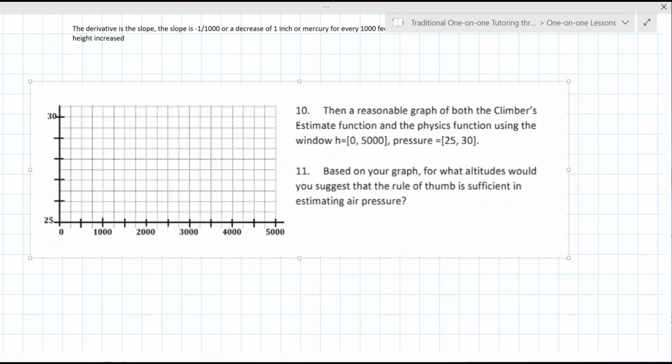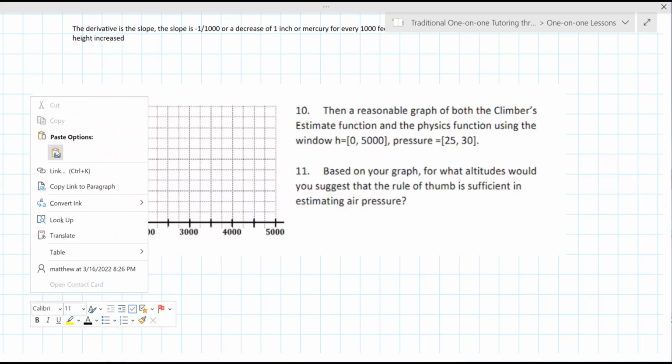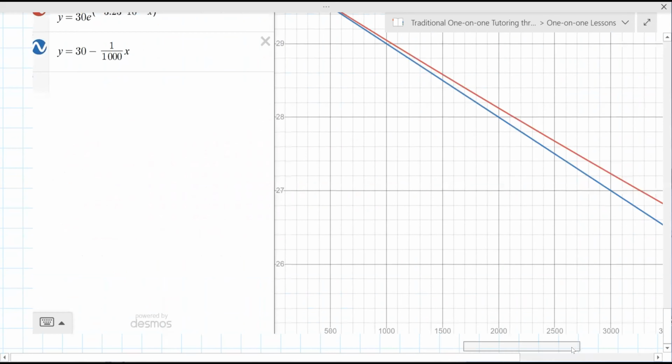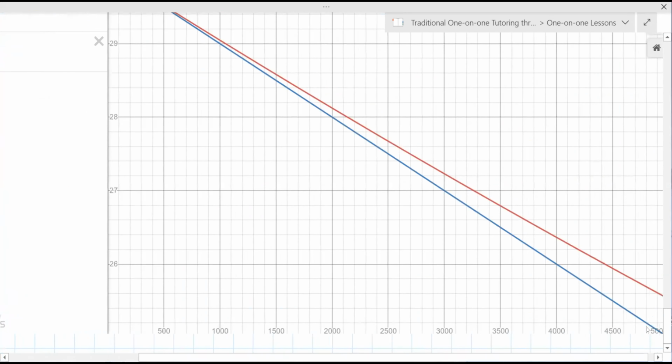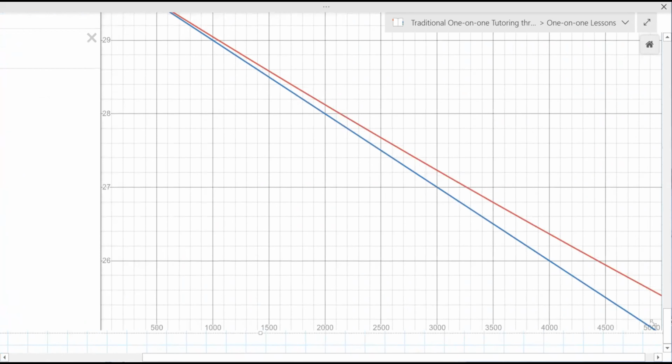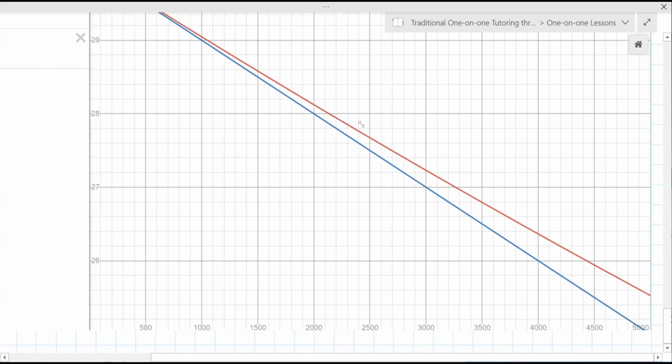So let me snip that into our window here. So x is 0 to 5000, and y is 25 to 30. All right, so I'm going to snip this and then I'll graph it in there. But what you're going to see is they're basically close enough that you would say that's pretty good as an estimate. Let me resize this. It never scales well. There it is.